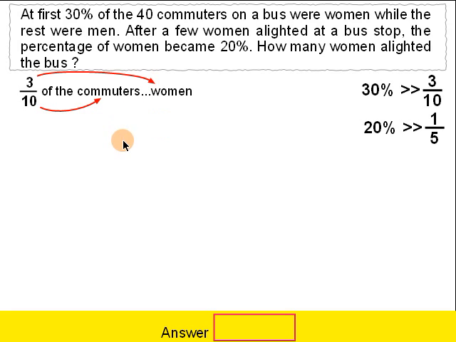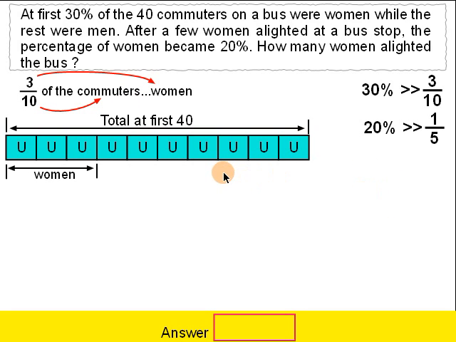That means to say, out of 10 units of the total commuters, total people on the bus, 3 units belong to women. So we draw the model as such. Total 40 commuters, that we divide into 10 units, and 3 units belong to women. Alright, so if 3 units were taken up by women and the rest were men, so men had 7 units over here.